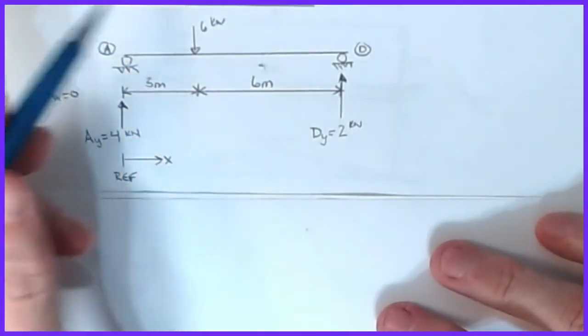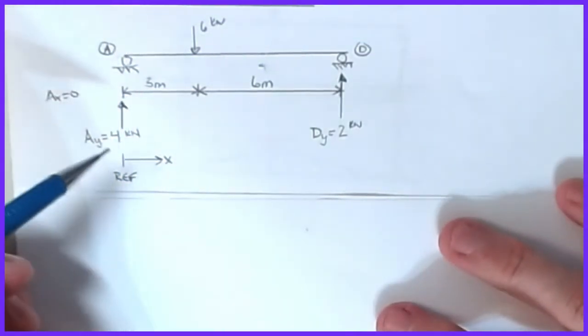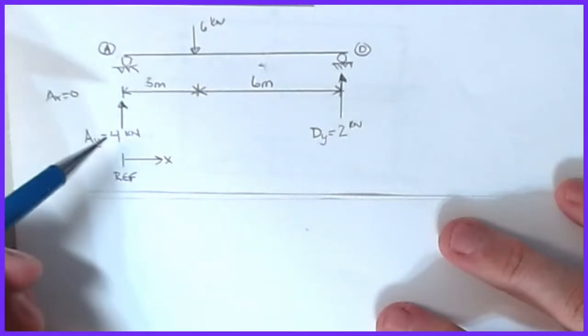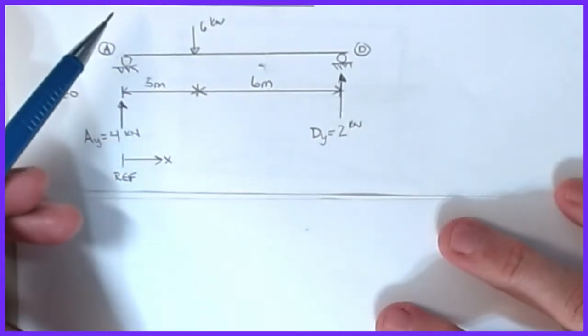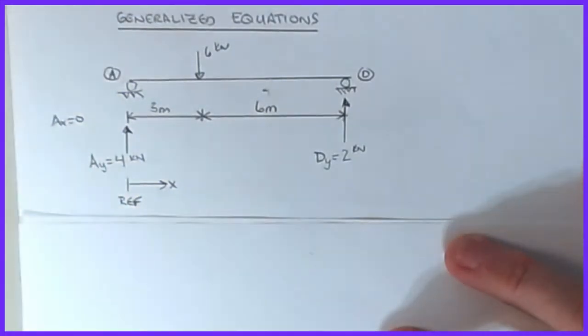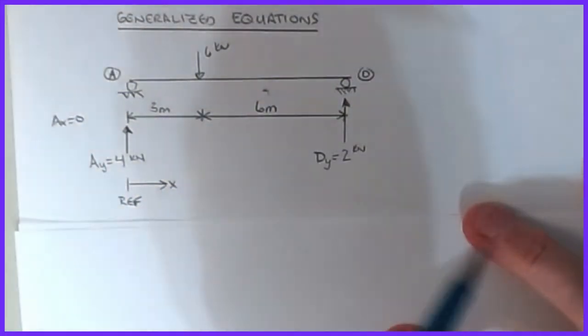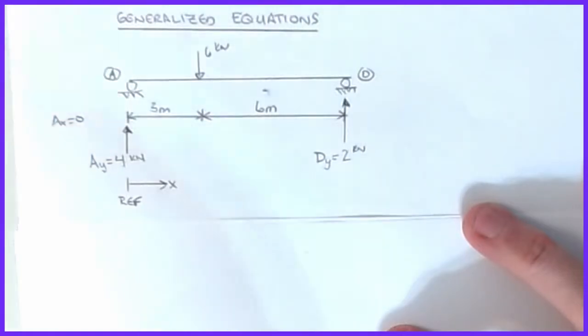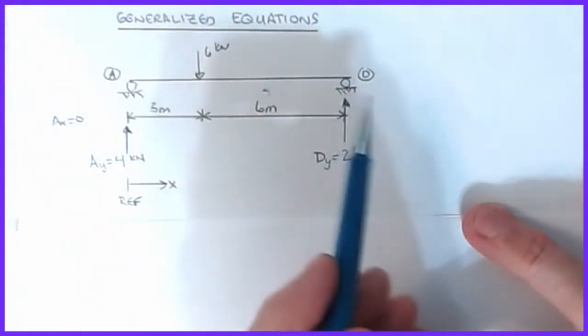Now we said that we solve all these problems from left to right. And so I want to introduce you to a concept called the generalized equations for shear and moment. What that does is it allows us to quickly determine the equations of all of the shear and all of the moments at all points within the cross section.